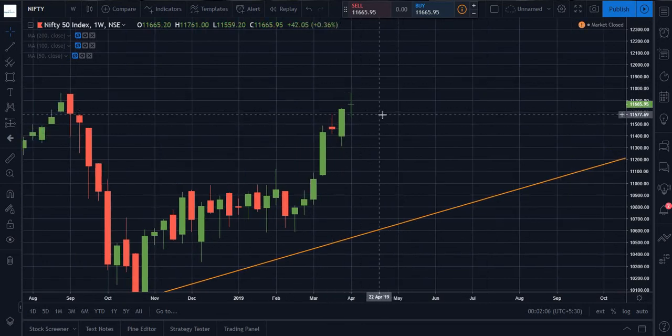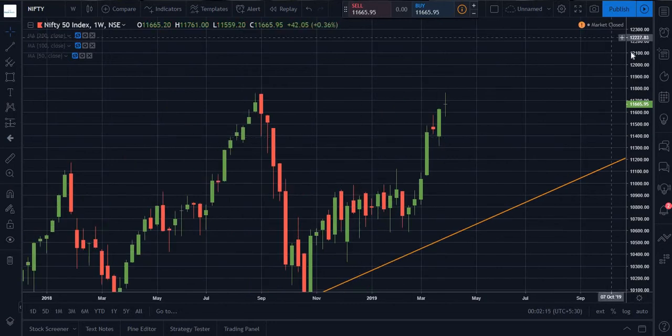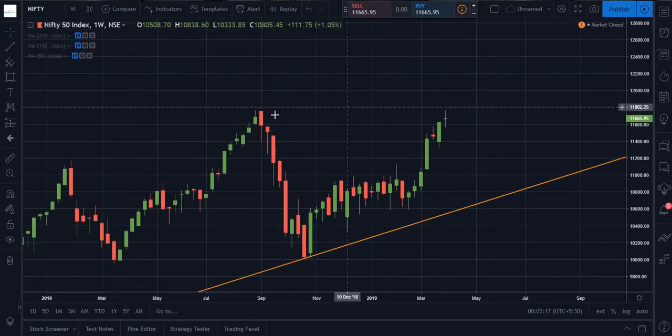Now what might be the reason for this confusion? It's a straight question, right? Why are people confused at this particular point? If you zoom out and look, this is the level. This was the previous high which Nifty had made. And as soon as it made the previous high, there was a big fall, right? If you see, there were consecutive red candles, and that is the reason why people are confused.